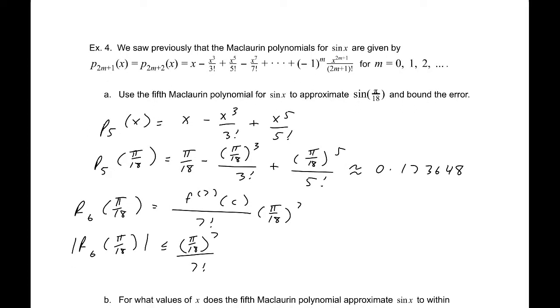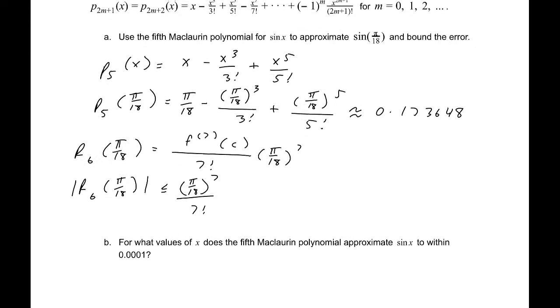Now, that's a pretty good error bound. It's actually a fairly small number, I believe. Let's check that out and see what that is. Pi over 18 to the 7 divided by 7 factorial. Yeah, 9.78 times 10 to the negative 10. And that's a very small error.